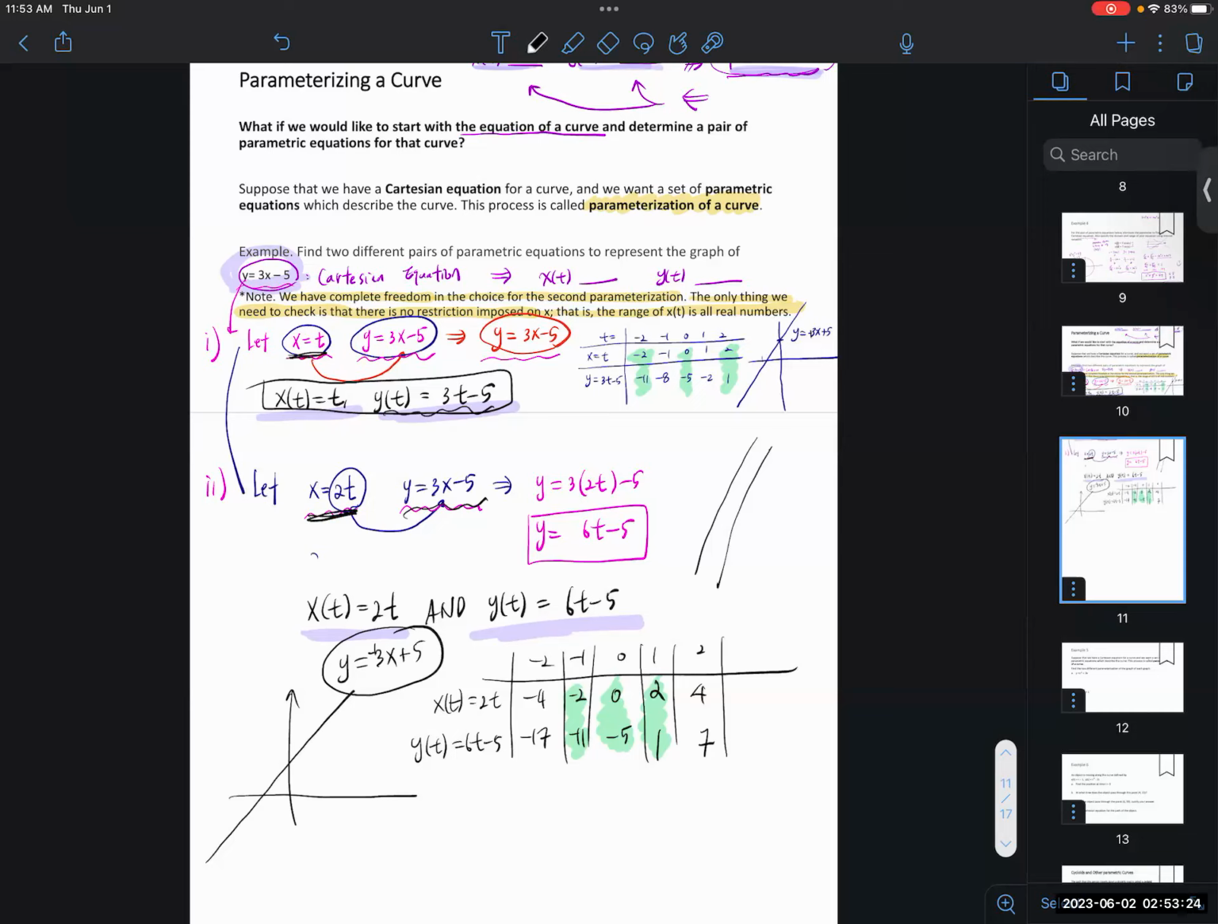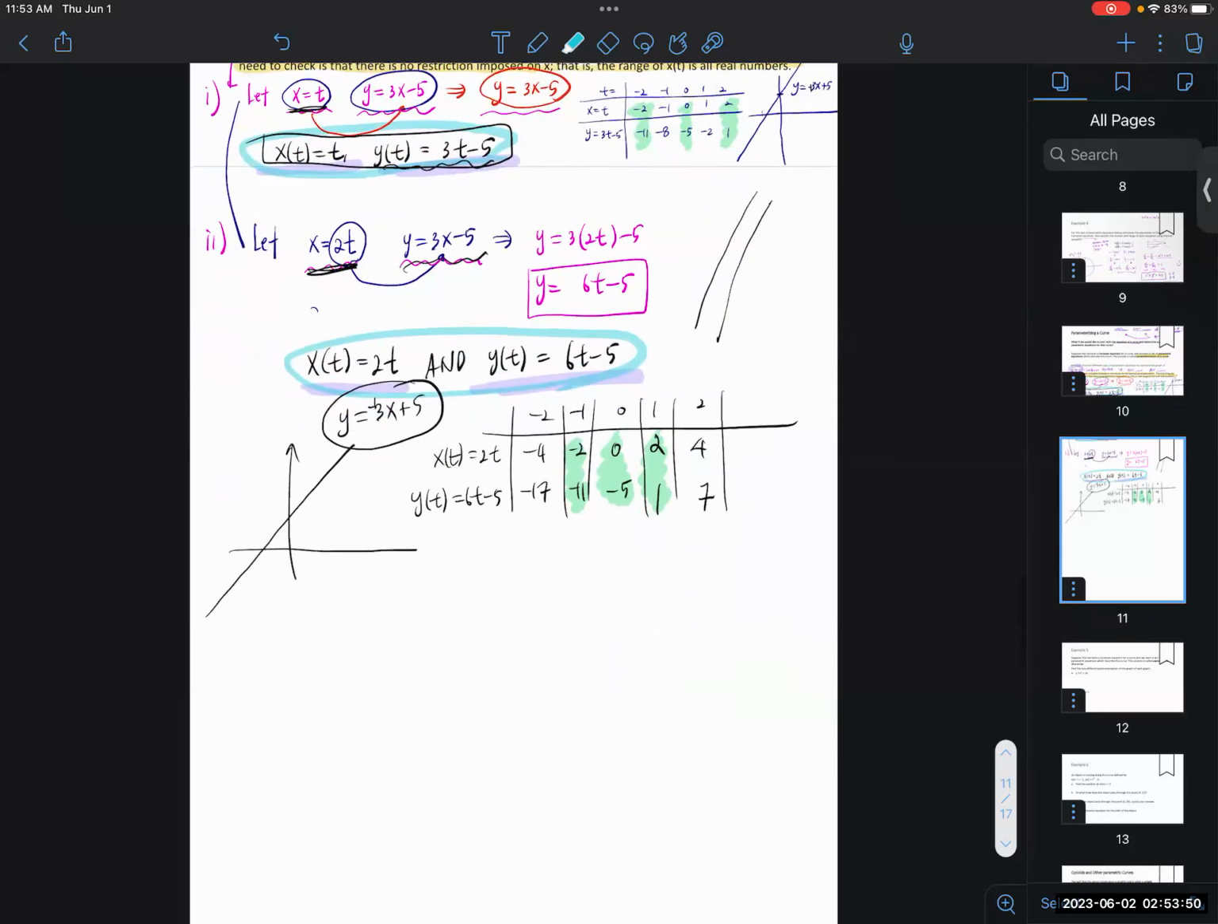Okay. So likewise, I'm going to practice a couple more so that you can understand what we're actually doing in this topic. So the answer in this example, we found this one set and the second set. These are all the possible x, y functions that give you the same equation, y equal to 3x minus 5. Okay, so let's take a look at one more example.